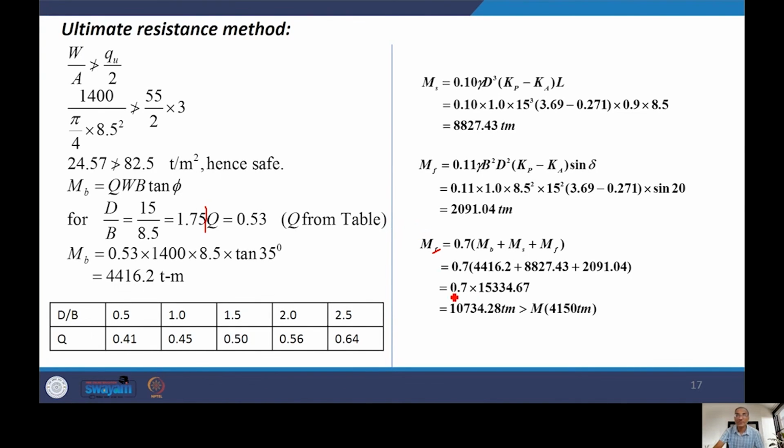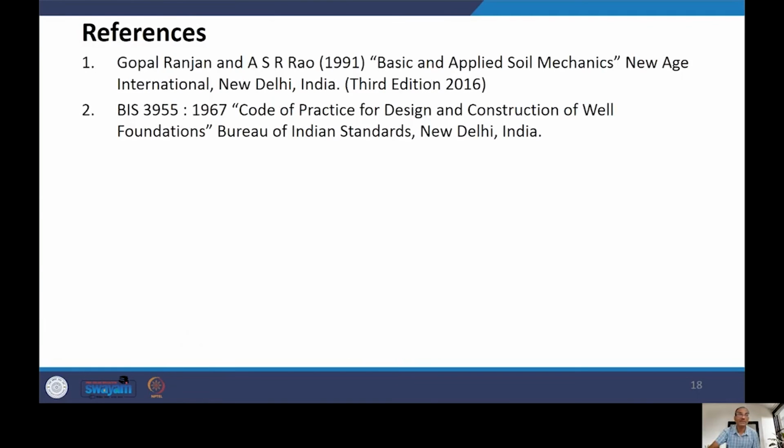Ultimately, the total resistance M is 0.7 times MB plus MS plus MF, and once you put the numbers inside the bracket, you get 10,734.28 ton meter, which is greater than 4,150. This is all right because the value of MR should be greater than the load coming from the superstructure. So this condition is already satisfied here. So this was about the ultimate resistance method.